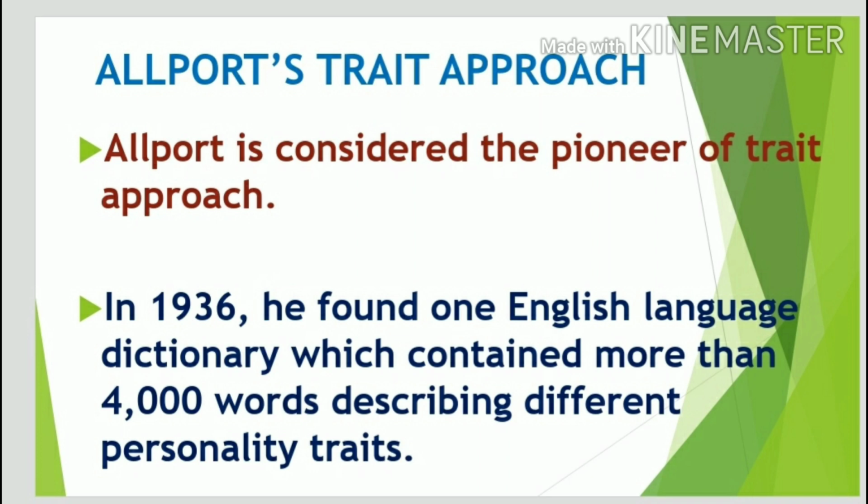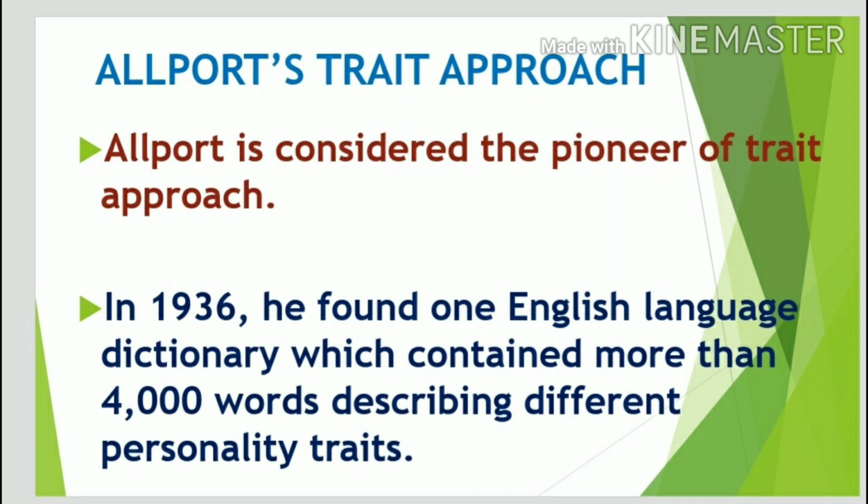He proposed that individuals possess a number of traits which are dynamic in nature. Dynamic means which keeps on changing. And they determine behavior in such a manner that an individual approaches different situations with similar plans, with similar traits. There may be variation in traits, but most of the time an individual approaches different kinds of situations with the same traits.